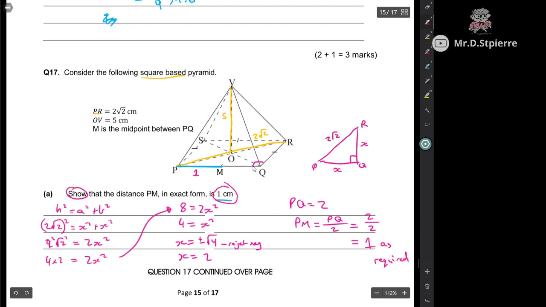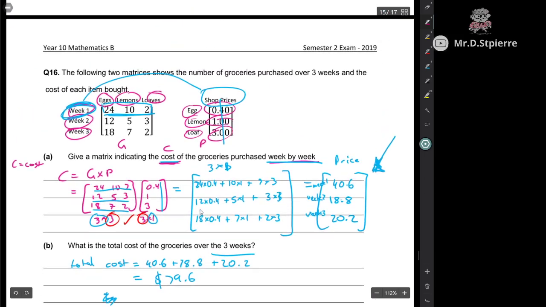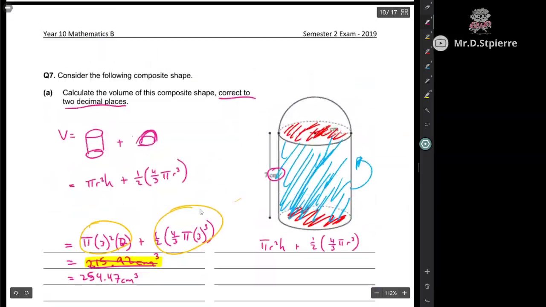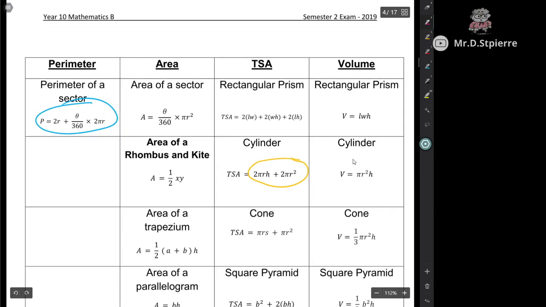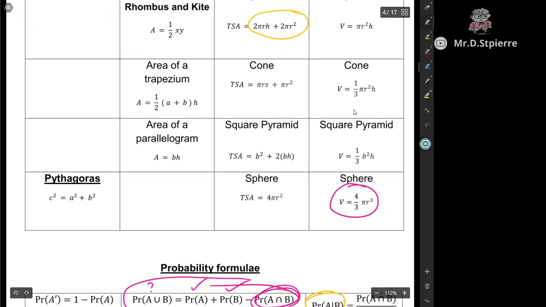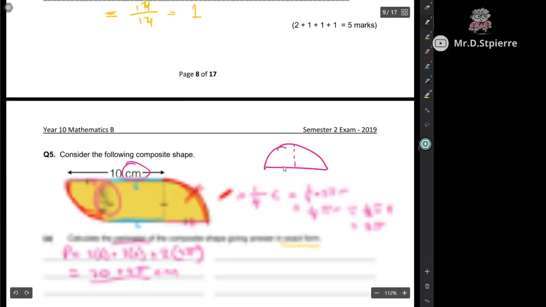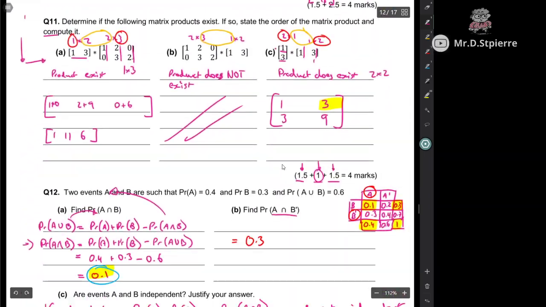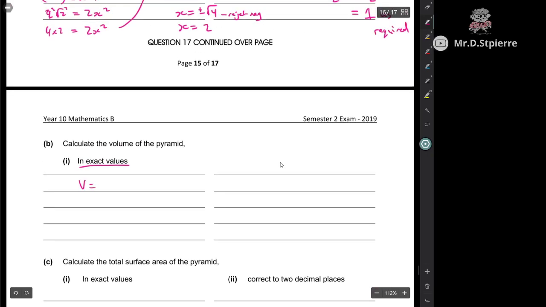So we had that is 1, that's 1 there. So we want to find the volume in exact values. So the volume of a pyramid, we go all the way back to the start to get our equation. Volume is equal to length times width times, oh no, that's a rectangular prism. It's a square pyramid here. Volume is equal to 1/3 base squared h.